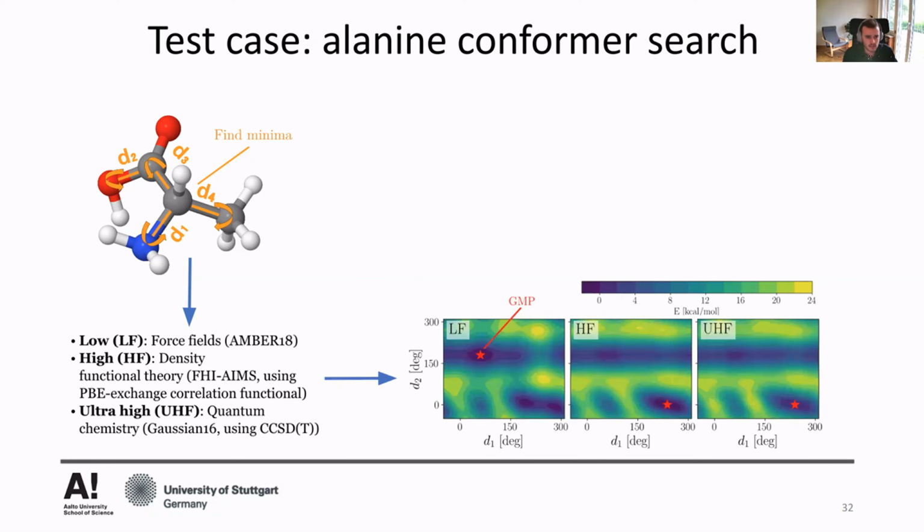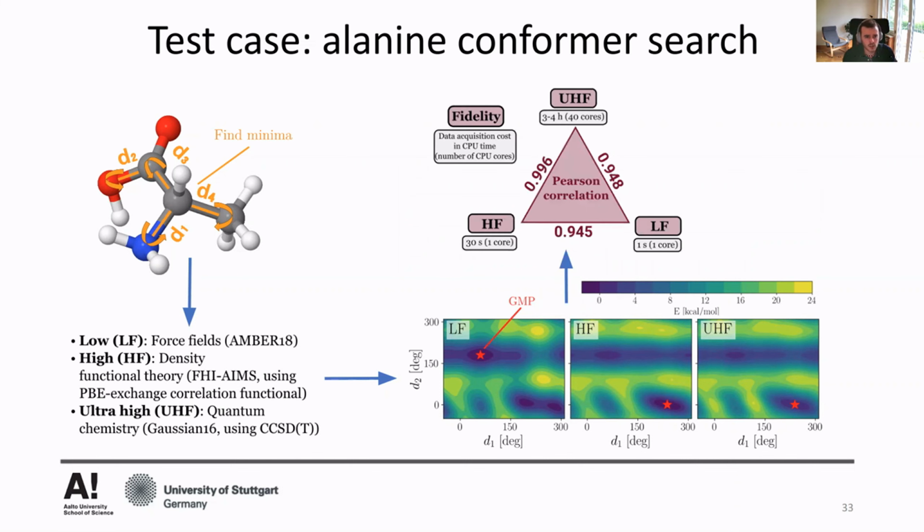For the 2-dimensional optimization, I plotted the potential energy surface here after 100 iterations for each of these 3 fidelity levels. You can see that there are many similarities in the structure of the landscape. For example, for high fidelity and ultra high fidelity, the global minimum is even in the same region of the search space. In general, we can expect that there's a lot of information about the structure of the search space that we can learn from low fidelity calculations.